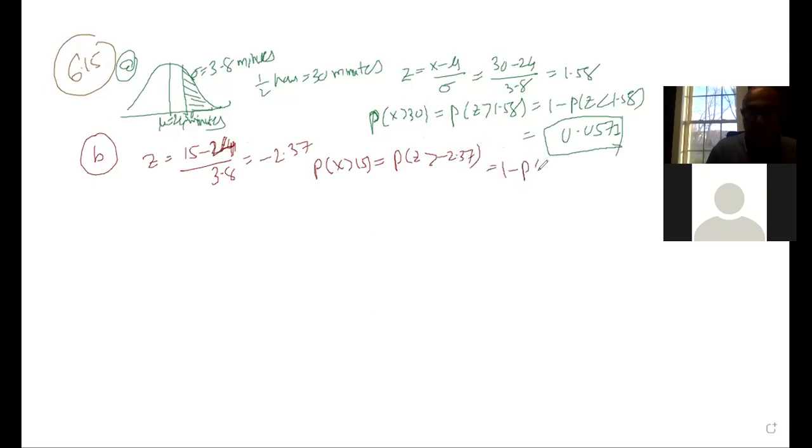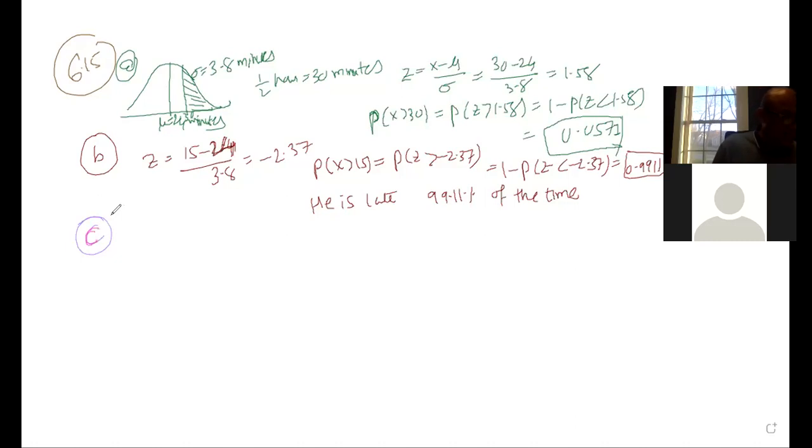And again, that is equal to 1 minus probability of Z less than negative 2.37. Use your table, and finally subtract from 1, you will be getting 0.9911. So that means you can write like this if you want, that he is late 99.11% of the time. Naturally, because see, mean time is 24 and he leaves home just 15 minutes before. If it is close to 24, suppose 23 or like this, then this probability would be really very less. But here, 100% he will be late, right? Or almost 100% he is late. Okay, then after, let me go for C part.